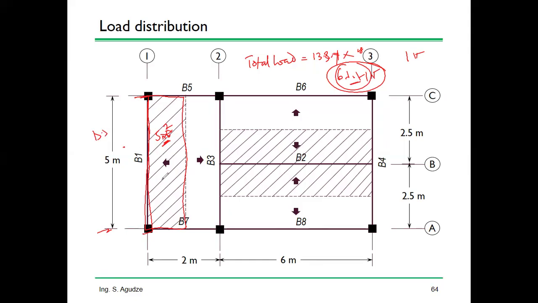Okay? All right. Let us not forget that there's also a beam here. So now let me show you what has been done. The slab supported area is what? 1 times 5, which is 5 meters square.